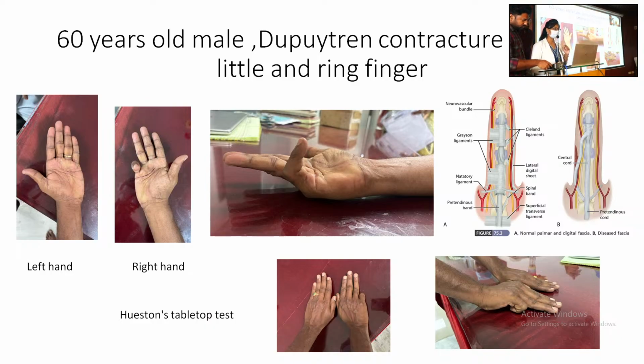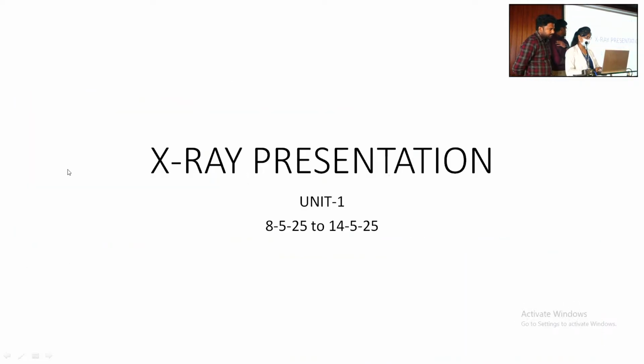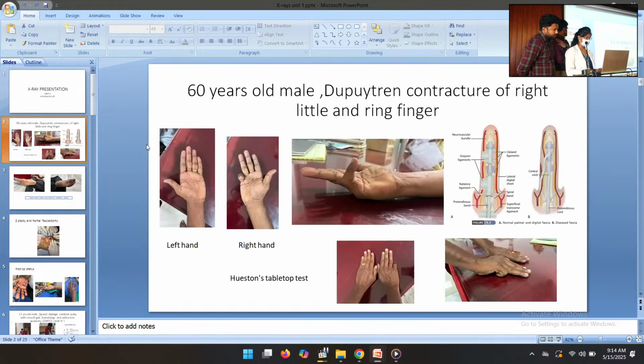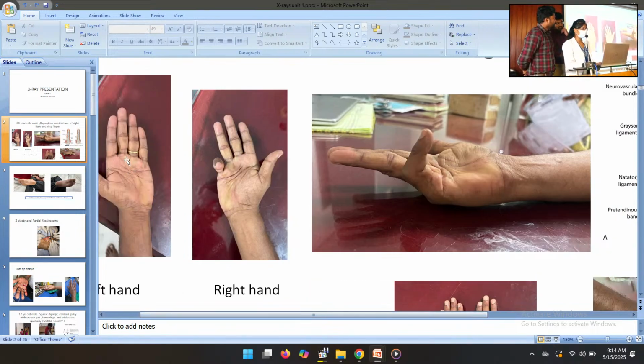60 years old male, sir, with Dupuytren's contracture of right little and ring finger. Known case of diabetes. He first noticed the deformity 1 year ago, sir. Initially, nodule is seen in the distal palmar crease, followed by presence of cord. These cords further contract and result in flexion deformity of MCP and PIP joints.